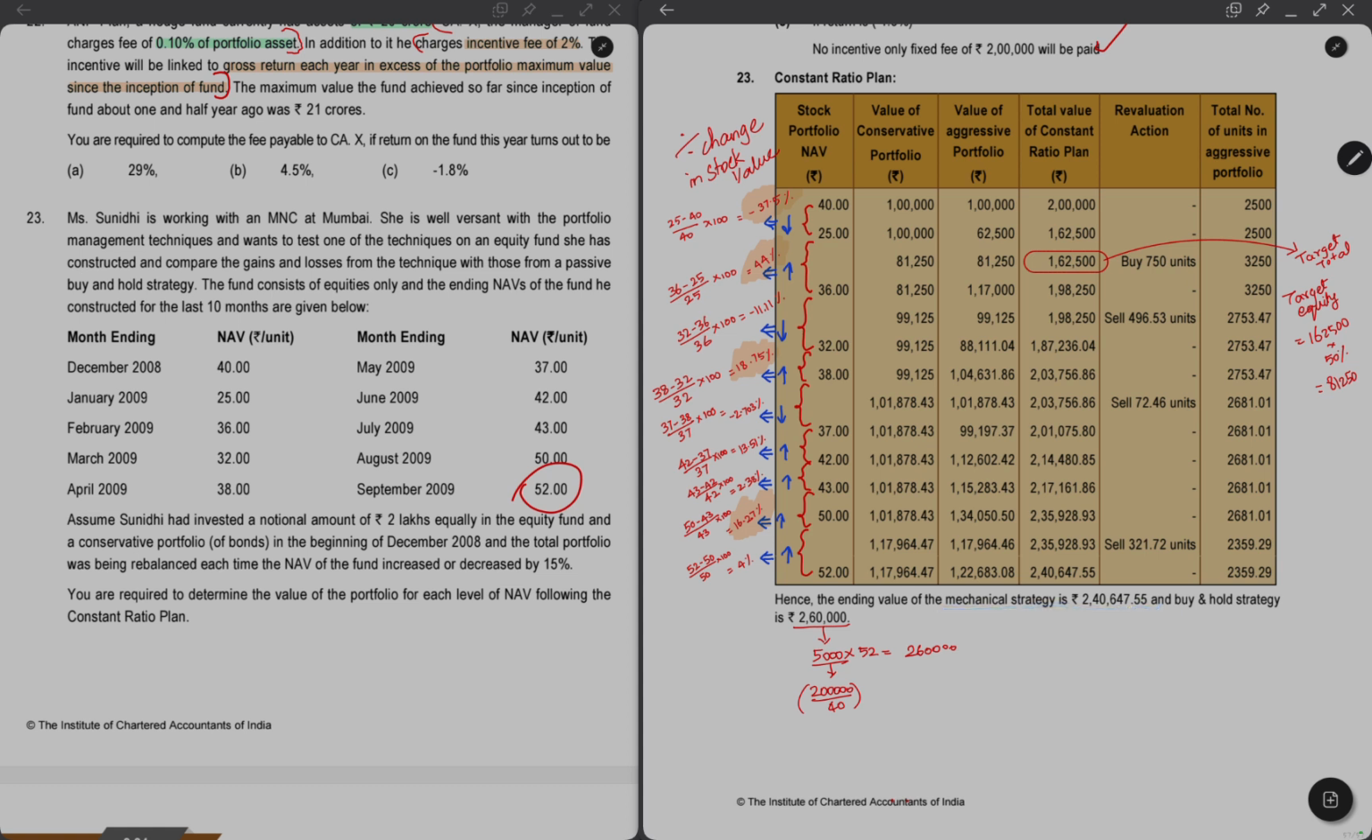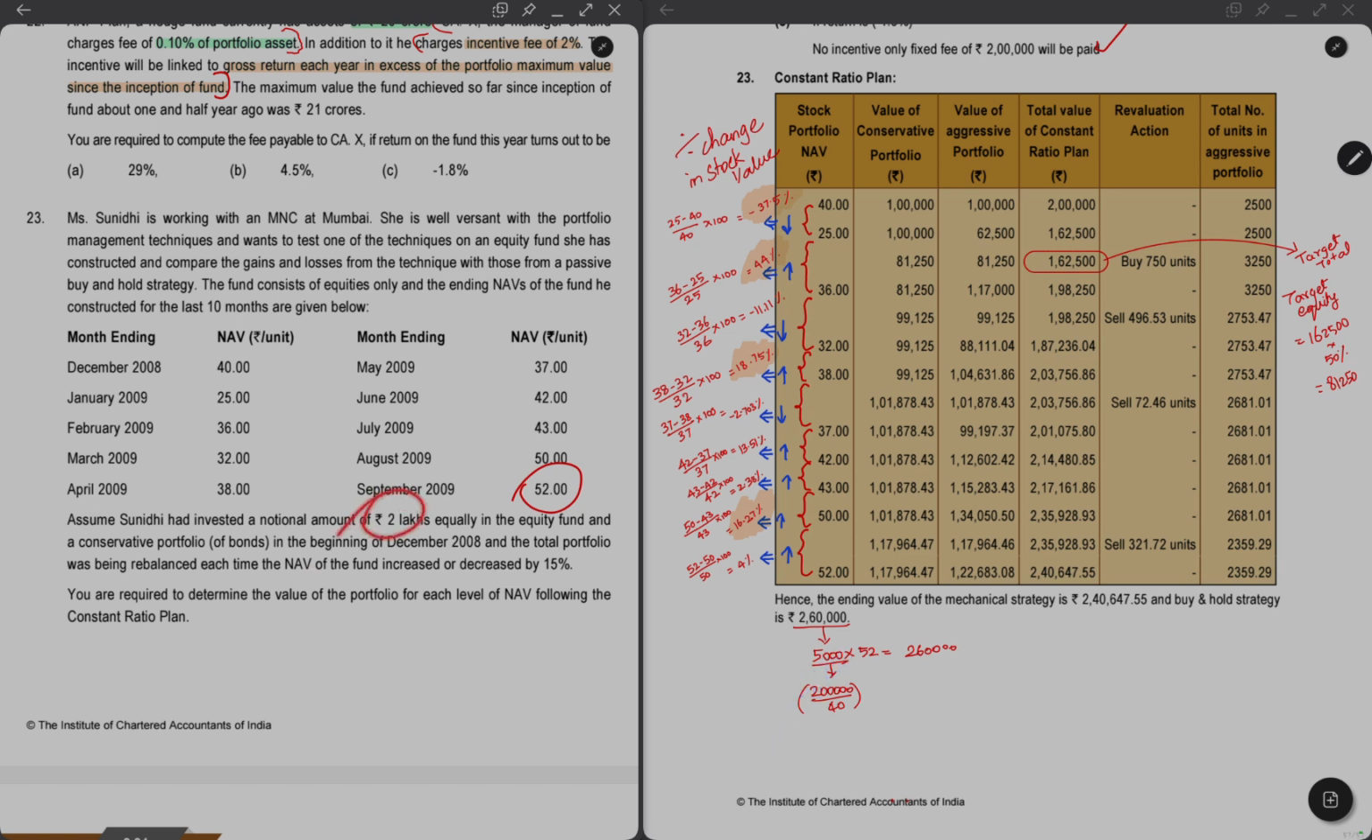Now we have to compare this with the passive buy and hold strategy. In the buy and hold strategy, the notional amount is 2 lakh. As in the previous portion, they have told she is well versed with portfolio management techniques and wants to test one of the techniques on the equity fund she has constructed and compare the gains with passive buy and hold. The fund consists of equity only. Hence, the buy and hold strategy consists of only equity.